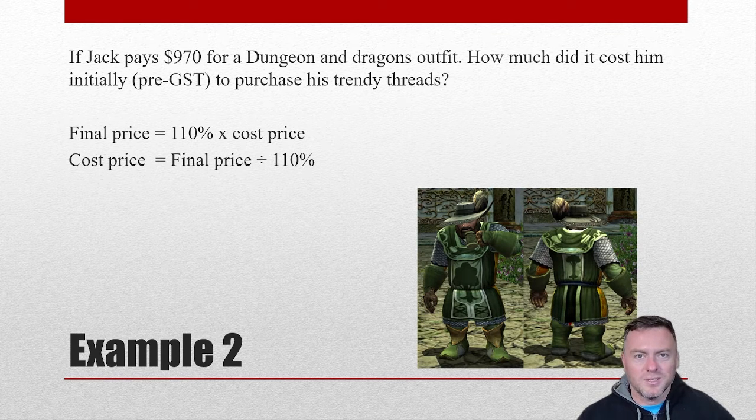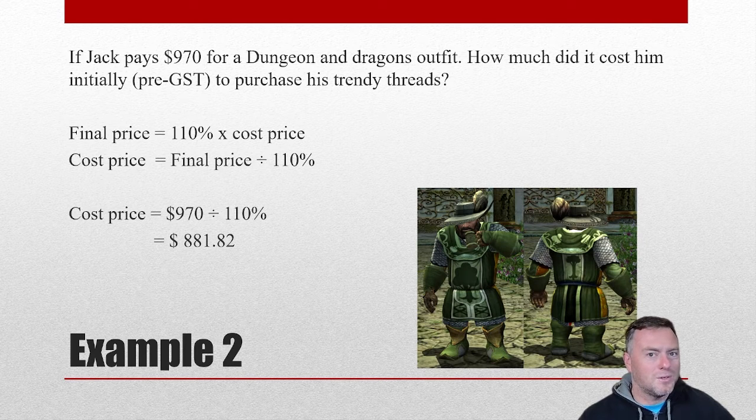So the final price equals 110% times the cost price. So the cost price equals the final price divided by 110%. So 970 divided by 110 gives you $881.82. Notice that we didn't do 10% of 970 and take that away. So you don't do 970, take away $97. That will never work, just so that's very, very clear.